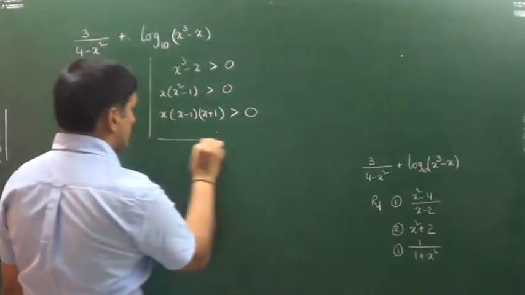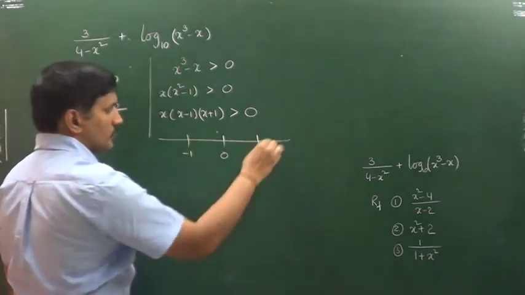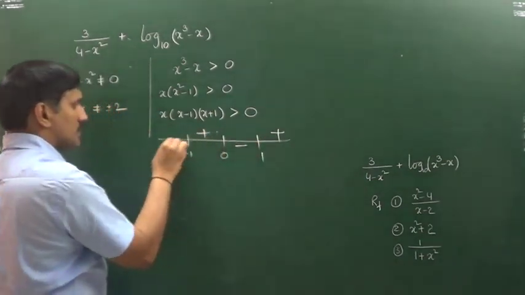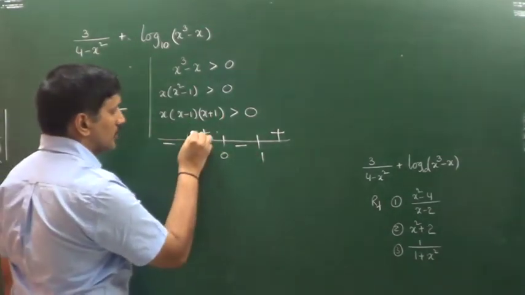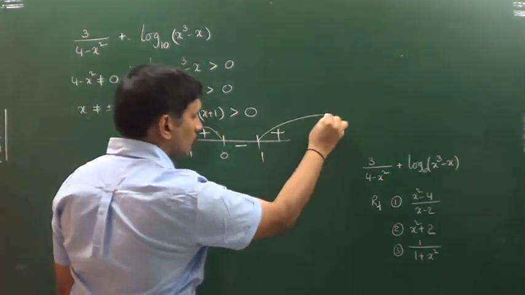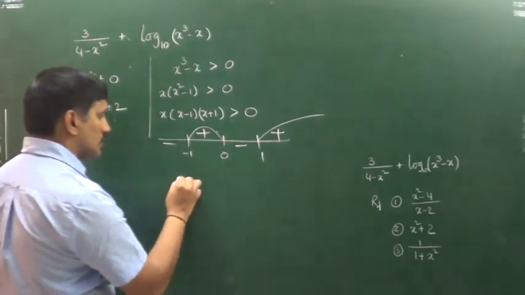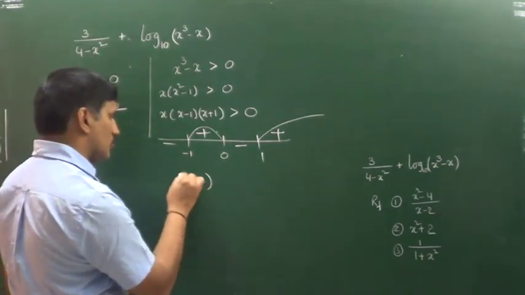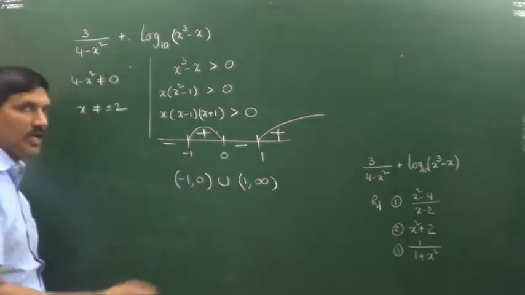Now number line, this is minus 1 and we have 0, 1. So plus, minus, plus, minus. Greater than 0 means we have to consider the positive portion between minus 1 and 0, and next from 1 to infinity. That means we got the answer as minus 1 comma 0 union 1 to infinity. That is the answer we got.